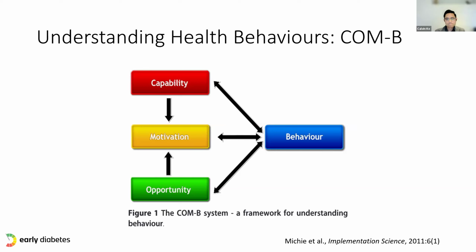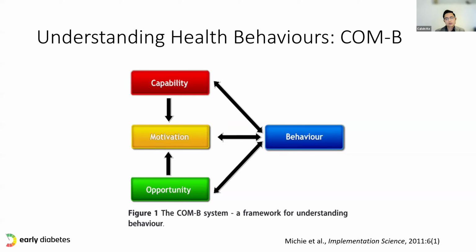And so in this specific framework, which was proposed by Michie et al. and published in Implementation Science, somebody's health behaviors are related to their capability of performing that health behavior. Let's say you want somebody to take insulin. Are they physically capable of holding an insulin pen and injecting that insulin? That's an example of capability.